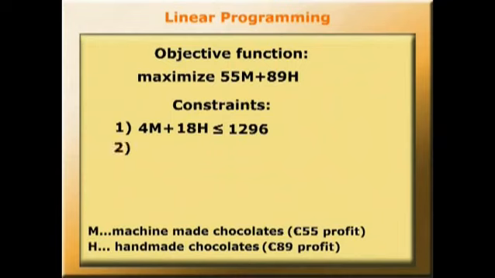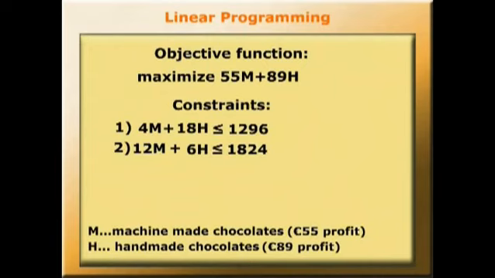We also have a machine time constraint. Each batch of M needs 12 machine hours, and each batch of H needs 6, and the number of machines available limits us to a total of 1824 hours. So our machine time constraint is 12M plus 6H has to be equal to or less than 1824.